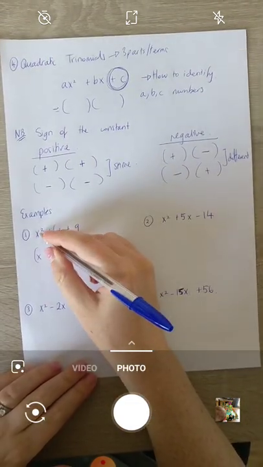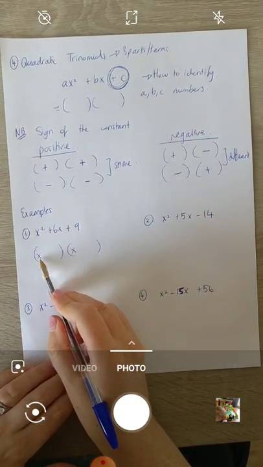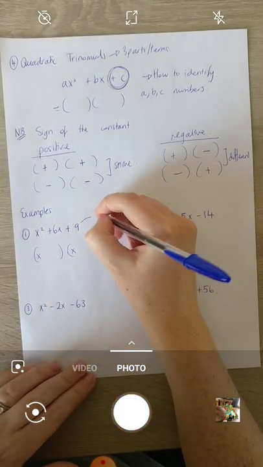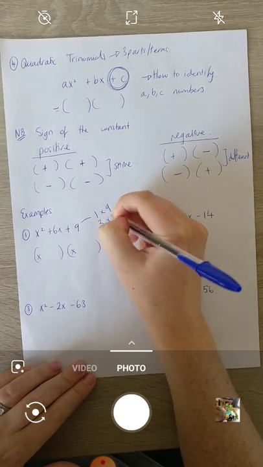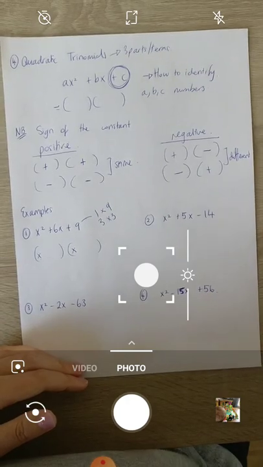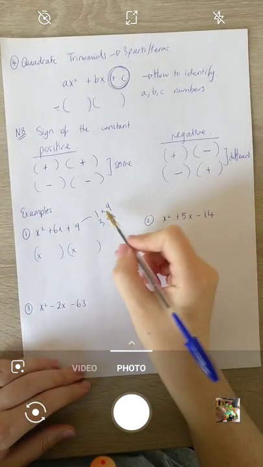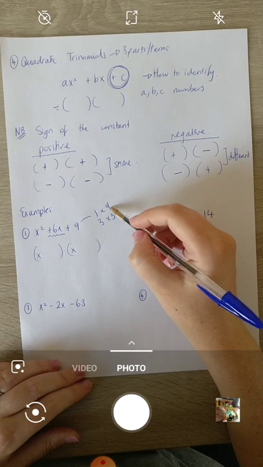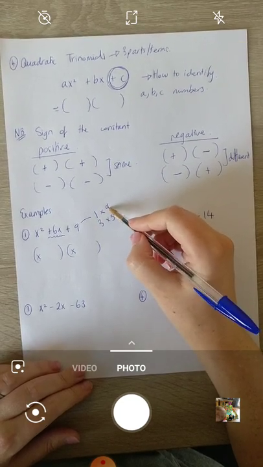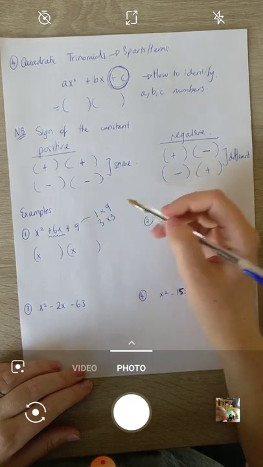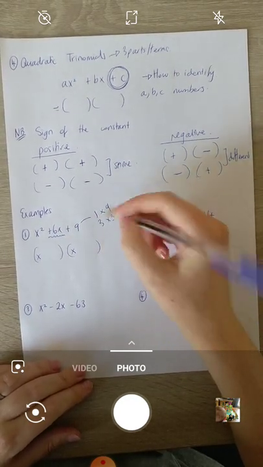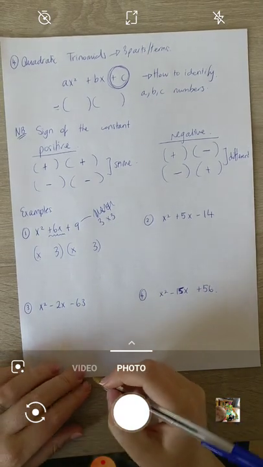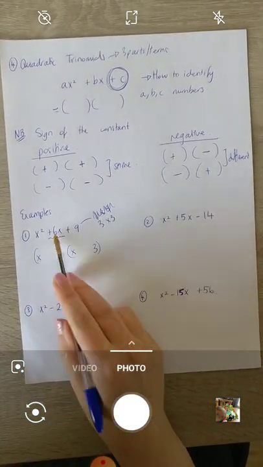So x squared can be factorised by using x times x gives me x squared. 9 can be factorised by using either 1 times 9 or 3 times 3. You're always going to be picking the factors that will add or subtract to give you the number in the middle. If we look at 1 and 9, if we add them, 1 plus 9 gives 10. If we subtract them, 9 minus 1 gives 8. So we're not going to get a 6 from using 1 and 9. So 1 and 9 doesn't work. The factors here are going to be 3 and 3. So 3 times 3 gives 9, and 3 plus 3 gives 6.